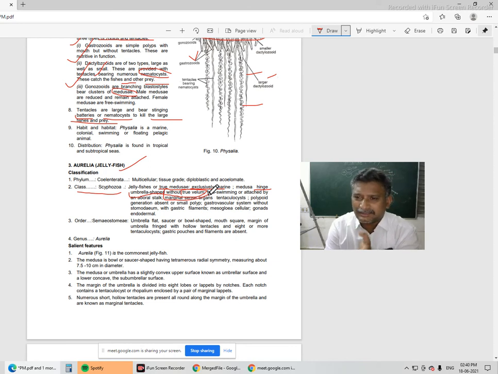If the velum is there around the mouth, a membranous structure, then it may belong to Hydrozoa, etc. So based on each and every unique character, we can decide that a spotter or slide may belong to a different class, subclass, or order.